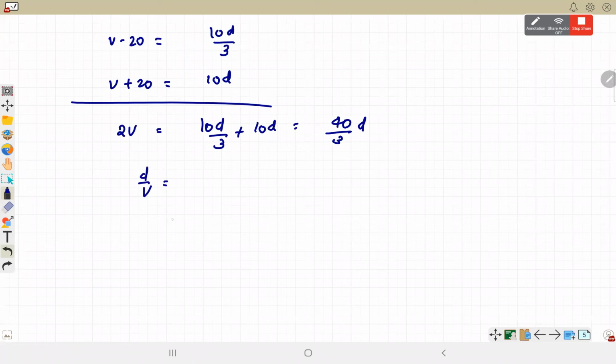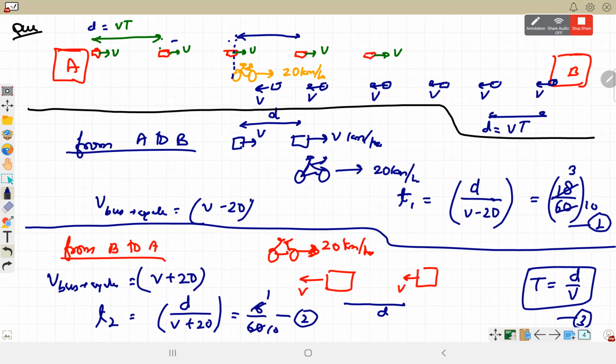D by V is how much? 0.15. D by V is 0.15 hours. You have to calculate in minutes, multiply by 60, which will be 9 minutes. See, hardly it will take 20-30 seconds, but we have to calculate D and V. So you have to keep D and V. If you divide the two, then D gets cancelled.